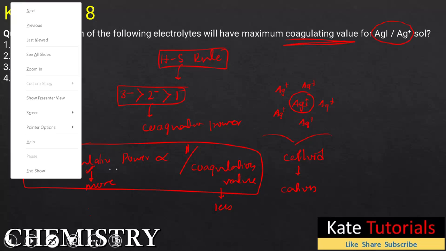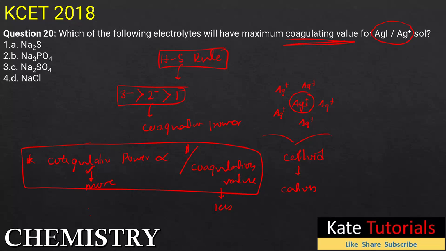So coagulation power means what? For a cationic sol, if the anion has greater charge, that can easily coagulate this, so it will have greater coagulation power. So greater coagulation power means less coagulation value. Why is it less? Because only 1 milligram of that anion is required to coagulate 1 liter of this colloid. So the greater the coagulation power, the lesser the coagulation value, right? If you know this relation, you can easily solve this.